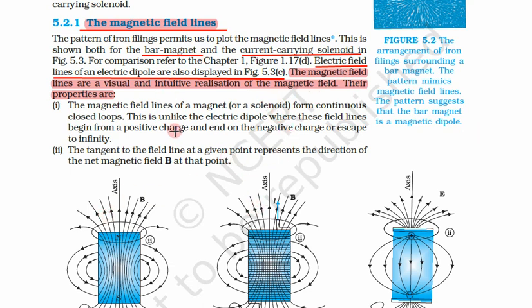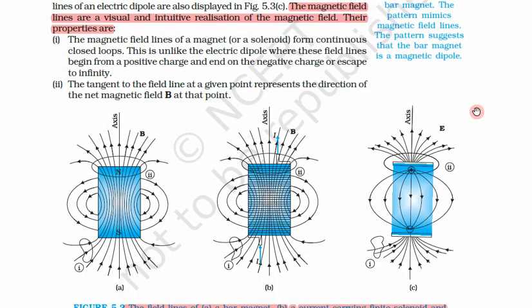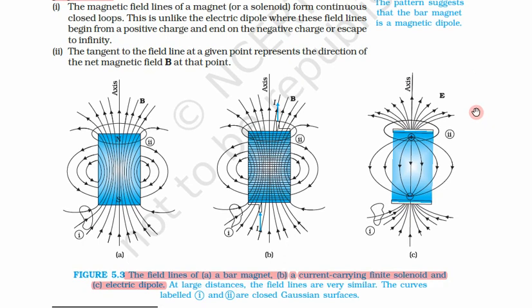The magnetic field lines are a visual and intuitive realization of the magnetic field. Their properties are as follows. So why do we plot these magnetic field lines? Just to understand more clearly how the magnetic field works. These lines help us in understanding how the magnetic field works. So let us see these magnetic field lines.